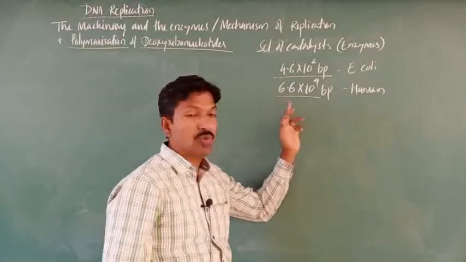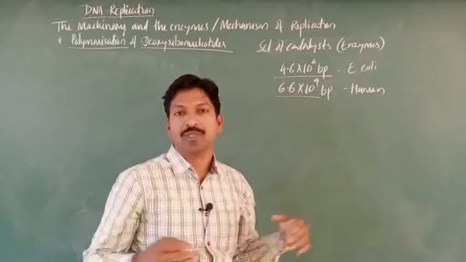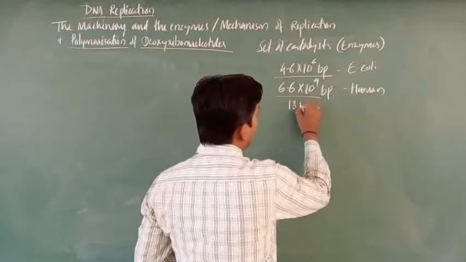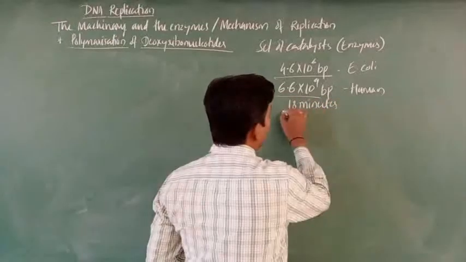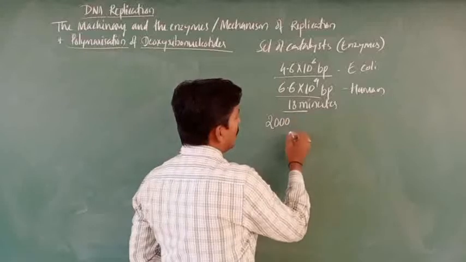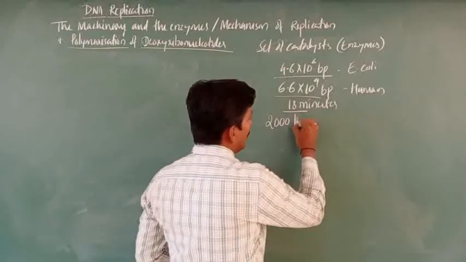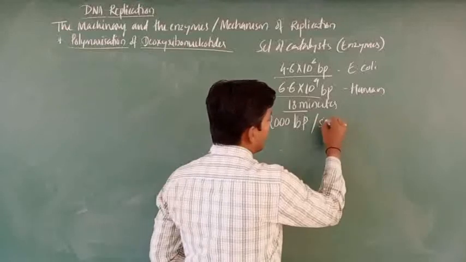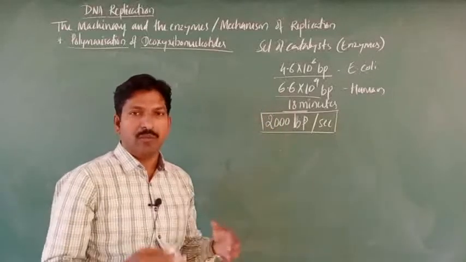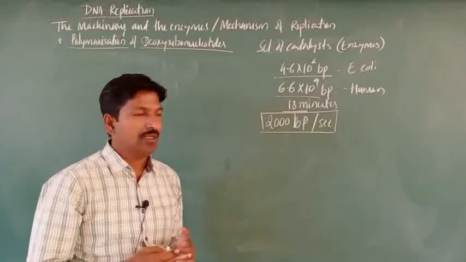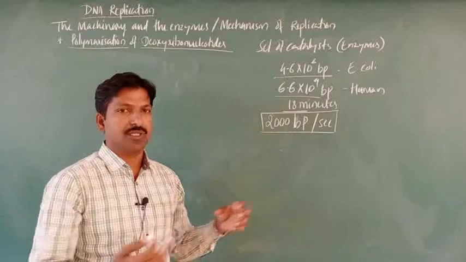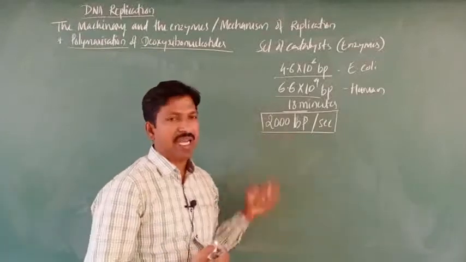6.6 into 10 raised to 9 base pairs are joined and form a new DNA molecule in about 18 minutes, right? When you calculate this, about 2000 base pairs are joined per second. So per second 2000 nitrogen base pairs are joined, bound to each other by phosphodiester bonds, with hydrogen bonds to the other strand, making a double stranded DNA. This is the complex mechanism which takes place here.